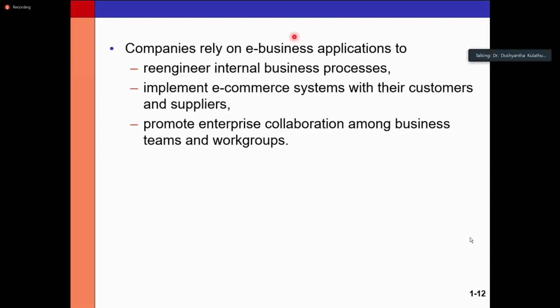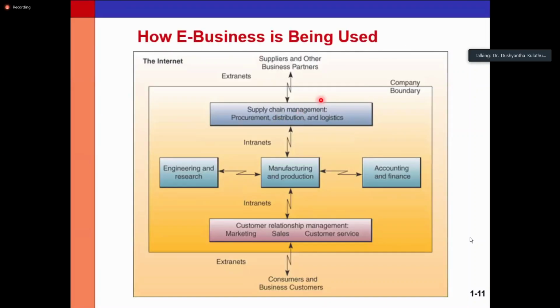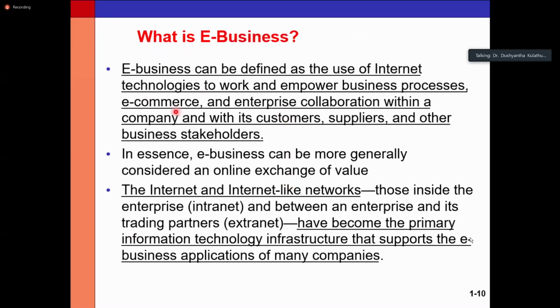As I mentioned earlier, e-business has a very broad definition. It covers almost all business processes within an organization. So it includes e-commerce as highlighted here. It focuses on all business processes, empowering and improving all business processes. And it focuses on e-commerce. It focuses on enterprise collaboration.